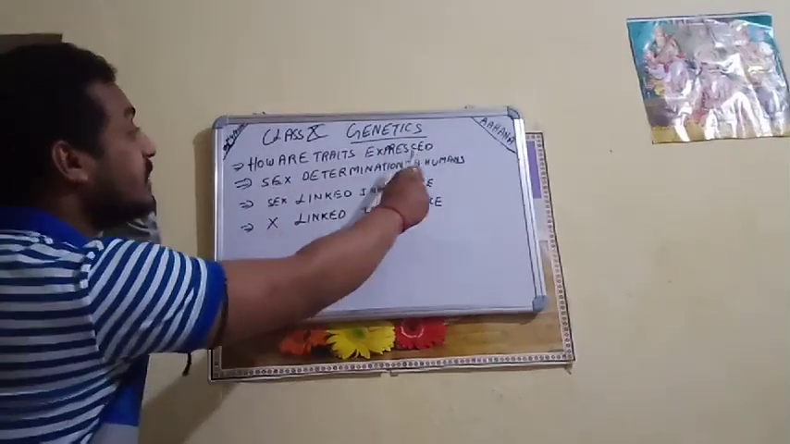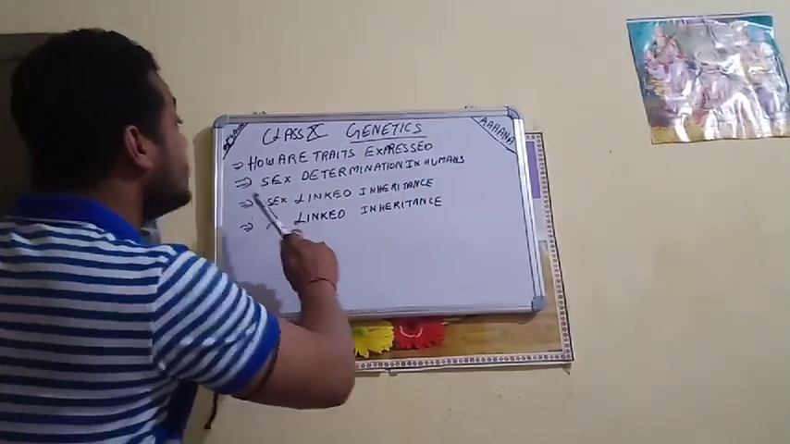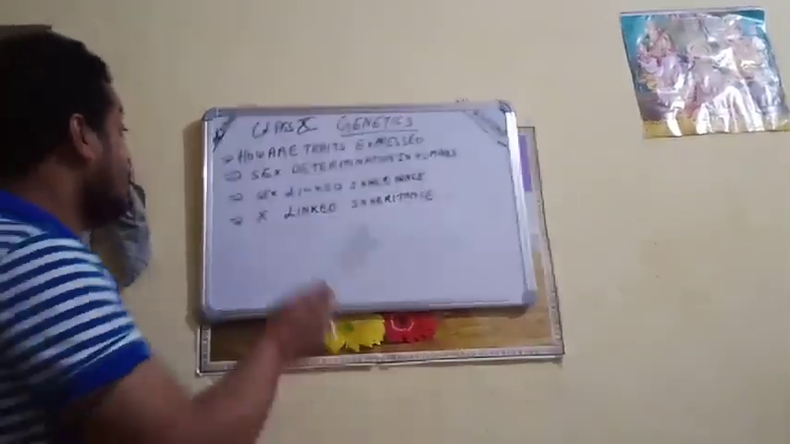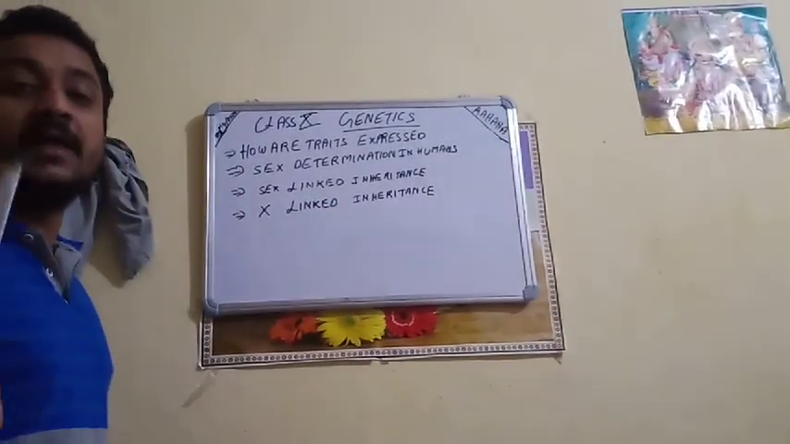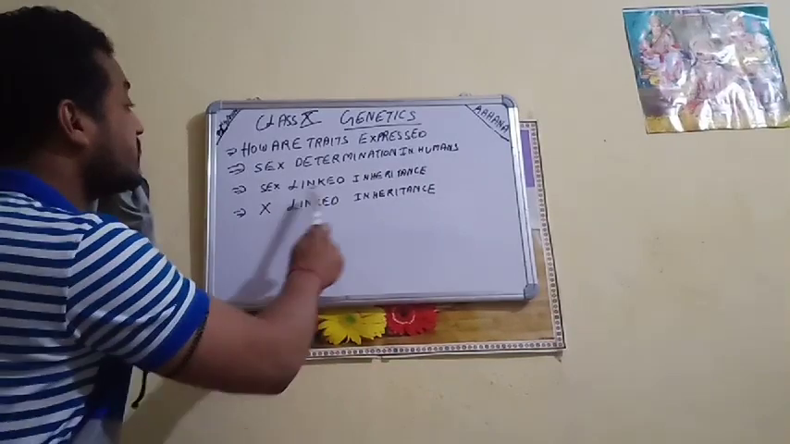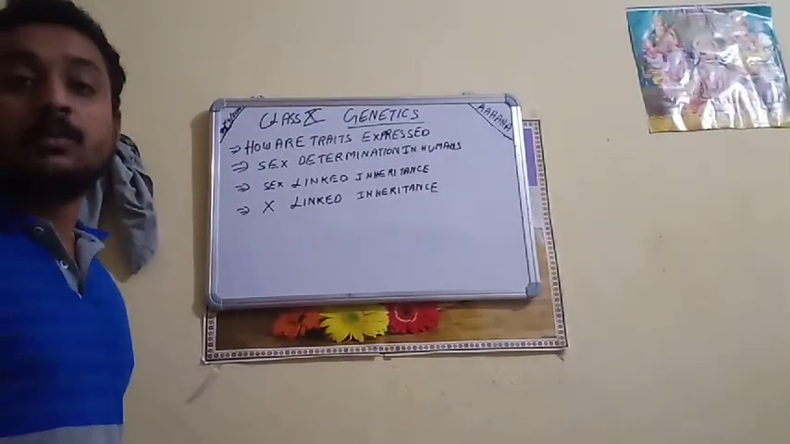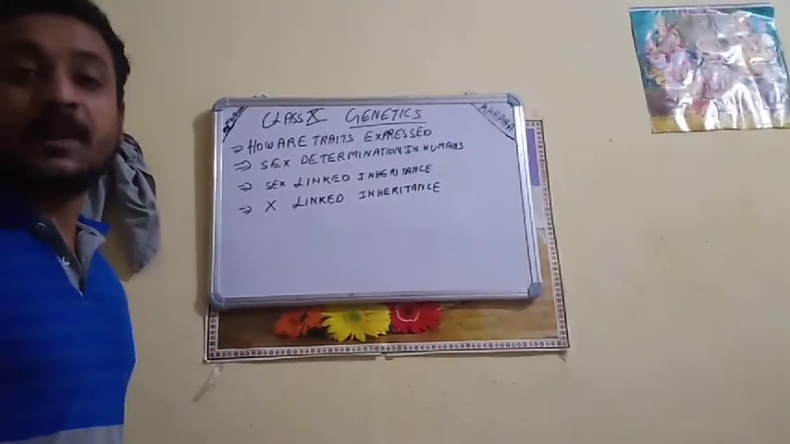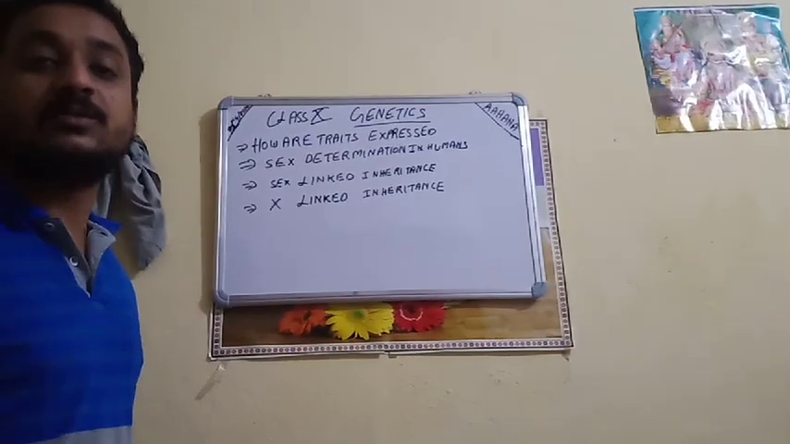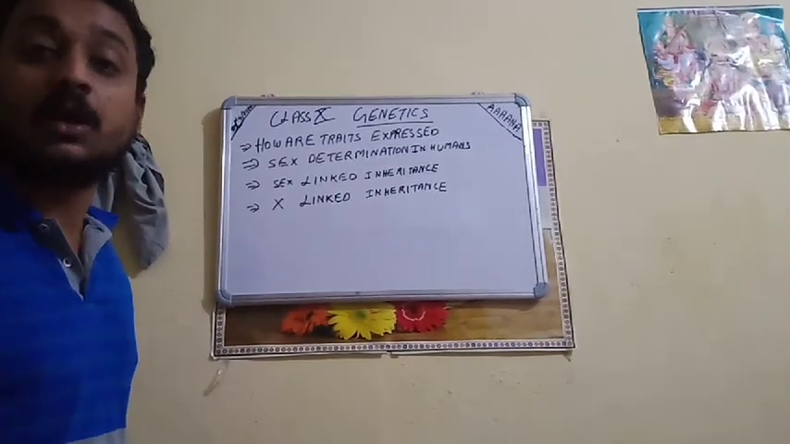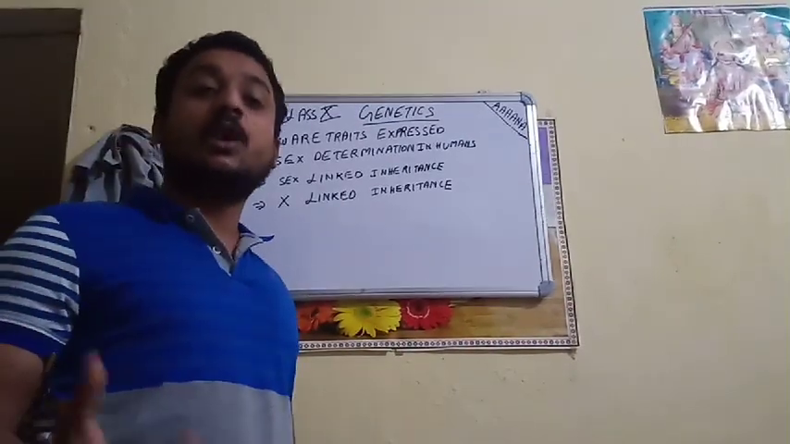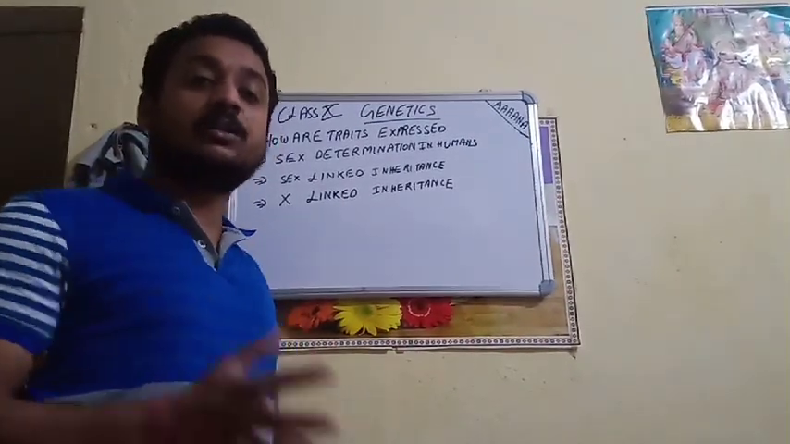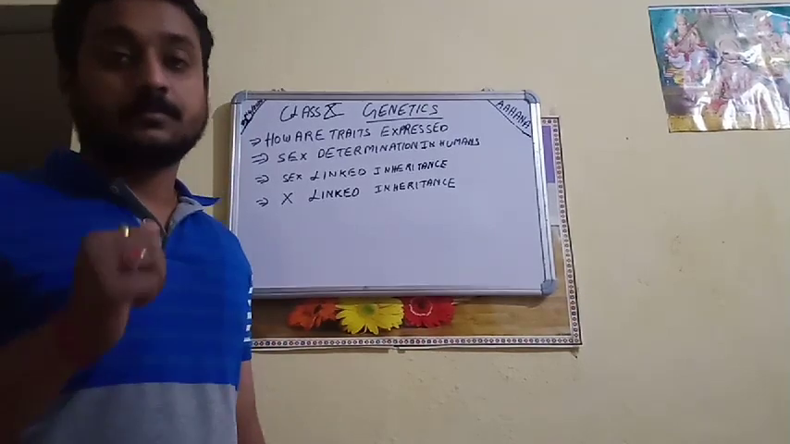First of all, how are traits expressed? Secondly, sex determination in humans. Thirdly, sex-linked inheritance. Sex determination in humans means either male or female child. Sex-linked inheritance: what kind of disorder may take place due to X and Y chromosomes if the genes in those particular chromosomes are altered? X-linked inheritance: what kind of disease may take place if only the X chromosome from the mother or from the father is altered?